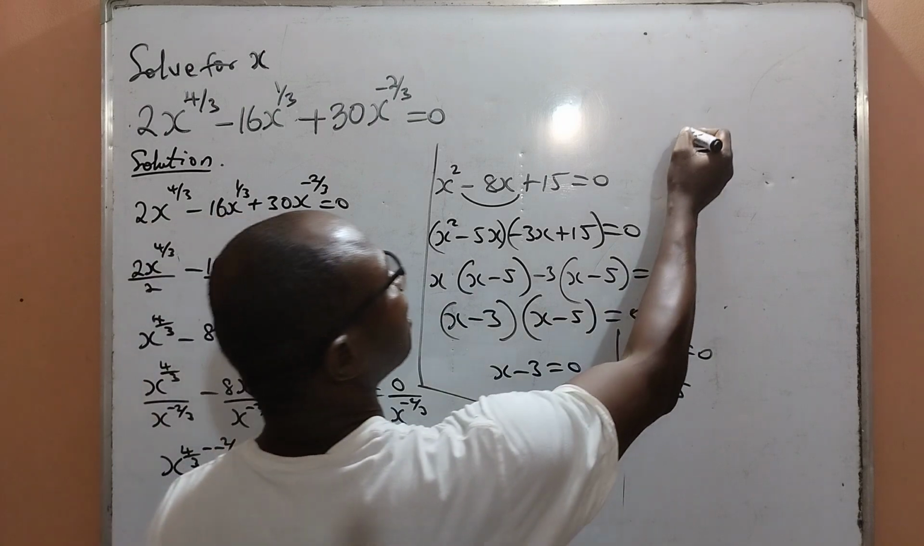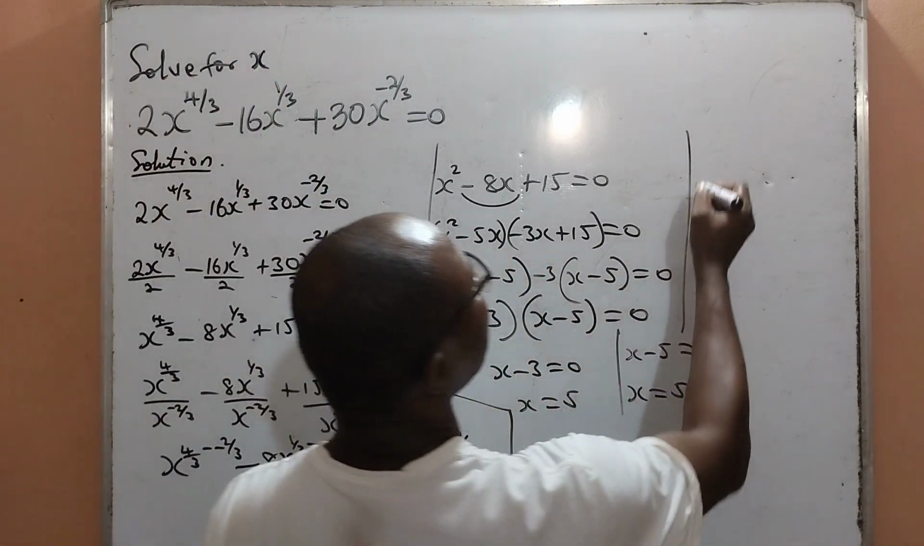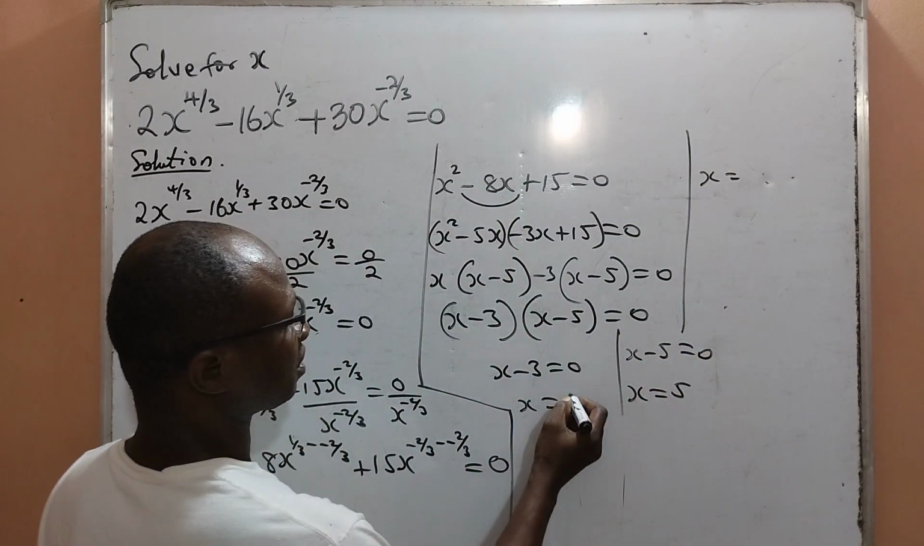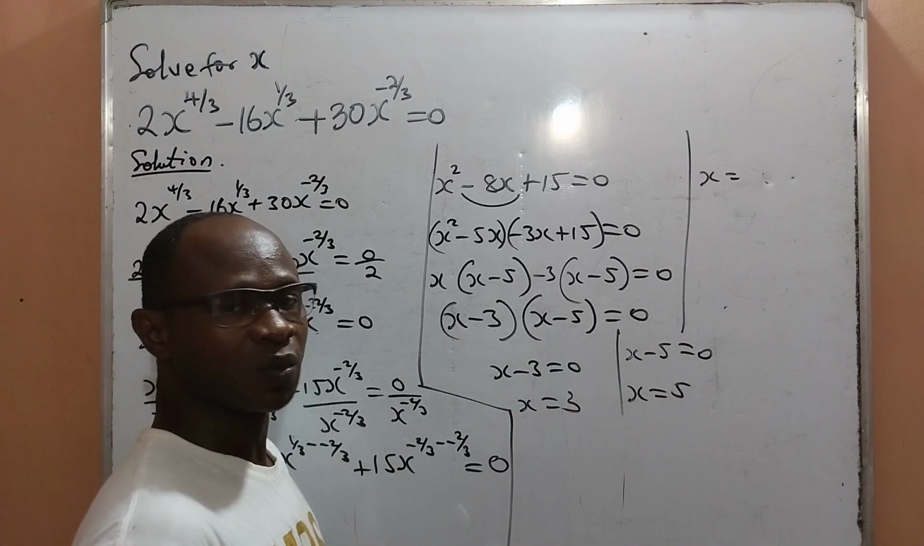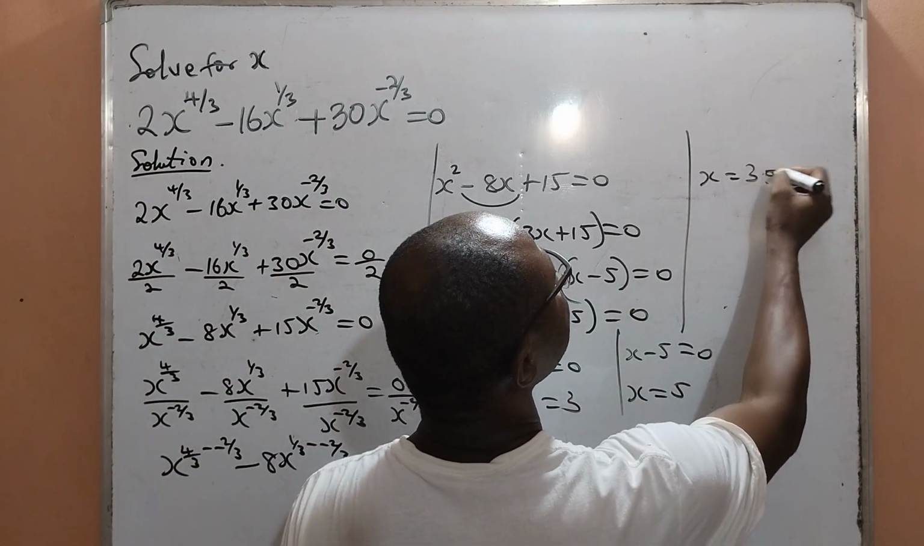In conclusion, the values of x, and the question has asked us to solve for the values of x, are equal to, please, this is 3. Okay, that is 3 moving across the equality sign. So x is 3 and 5.